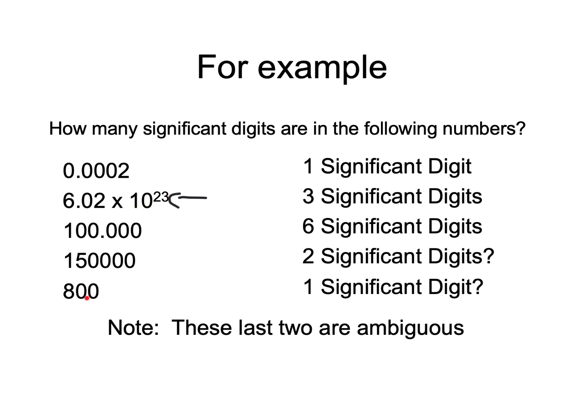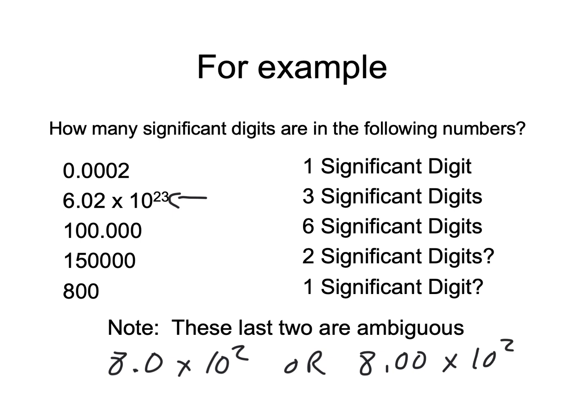And so I could express this 800 as 8.0 times 10 squared. And that would tell me that this has 2 significant figures. Or I could express this as 8.00 times 10 squared, or 10 to the second power. And that would tell me that this has 3 significant figures. And so this would mean that this is 800 plus or minus 1, and this would mean this is 800 plus or minus 10. And so that's basically building in that uncertainty.